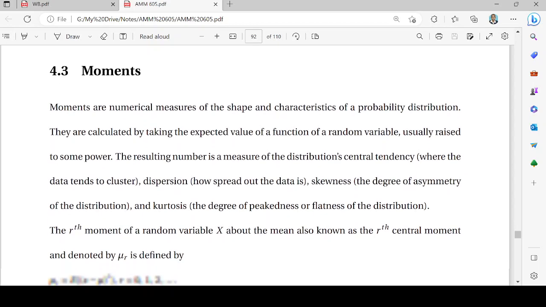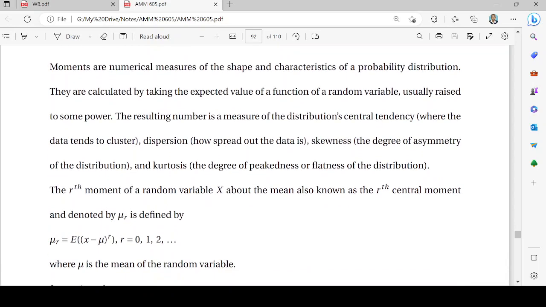Now, the moment of a random variable x about the mean, also known as the rth central moment, is usually denoted by mu r, and we define this as the expected value of x minus mu raised to power r, where r is an integer taking the values 0, 1, 2, and so on. So it's a non-negative integer. So mu here is the mean of the random variable.